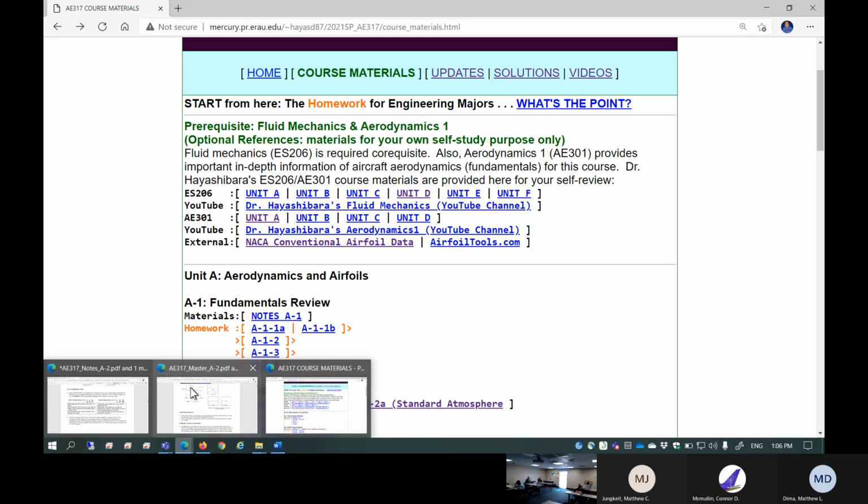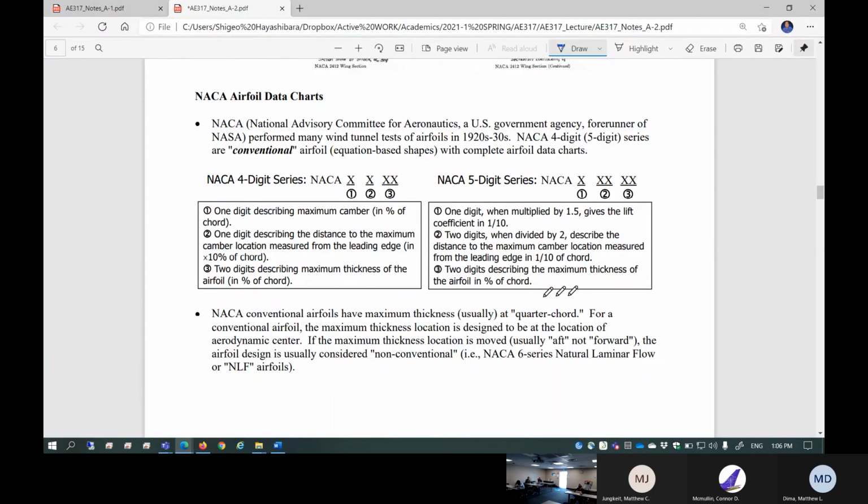Any question here? So this is the standard NACA 4-digit, 5-digit designation. Usually we are going to stick with NACA 4-digit. The first digit describes maximum camber in percent of the chord. The second digit describes the distance to the maximum camber location, measured from the leading edge, in 10% of chord. The last 2 digits are the maximum thickness of the airfoil in percent chord. So pop quiz, what does NACA 0012 mean?